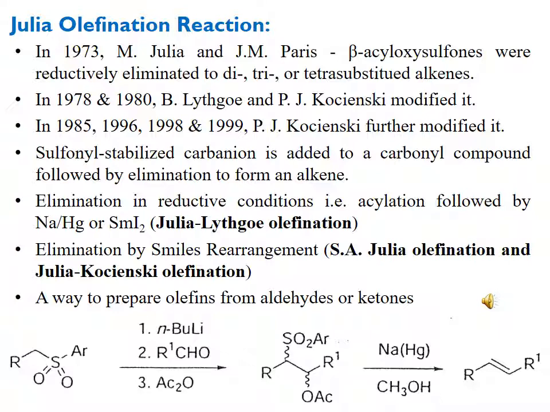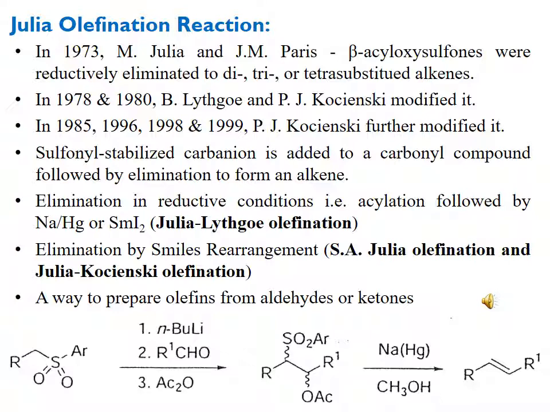Sulfones are first converted into sulfonyl stabilized carbanions, and these are then reacted with carbonyl compounds to form alkene. The elimination step is performed in different ways, and the modifications made in the Julia olefination reaction differ in this step. First, the acylation followed by sodium mercury or samarium iodide reaction. The Julia-Lythgoe olefination is termed in this modification, but the elimination by Smiles rearrangement is termed the Julia-Kocienski reaction. Both of these modifications are prominent in this reaction.